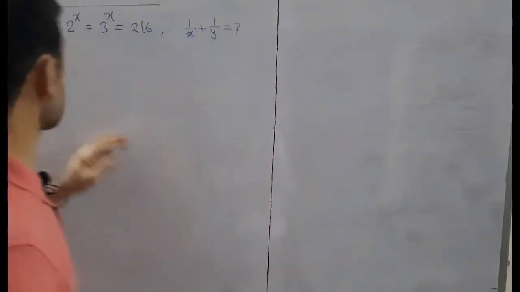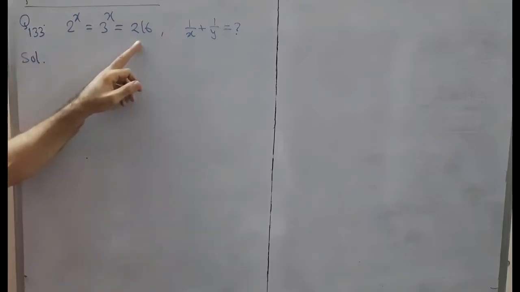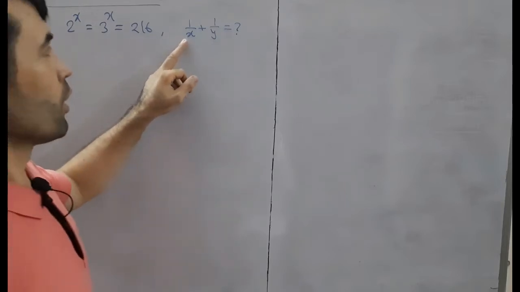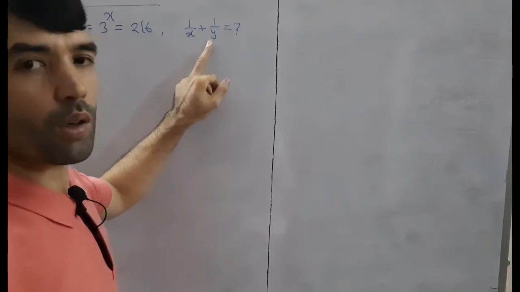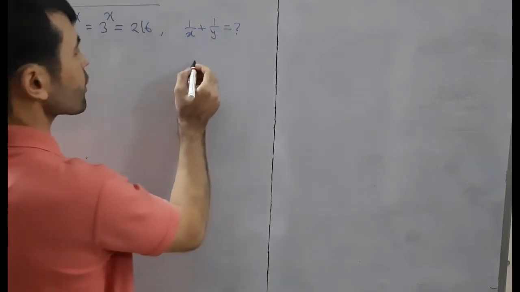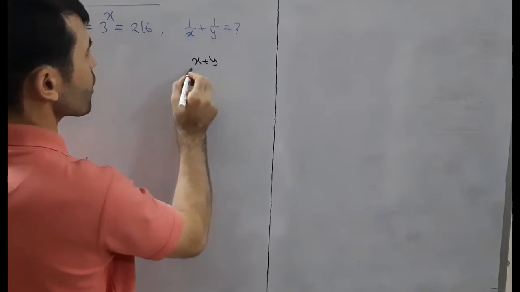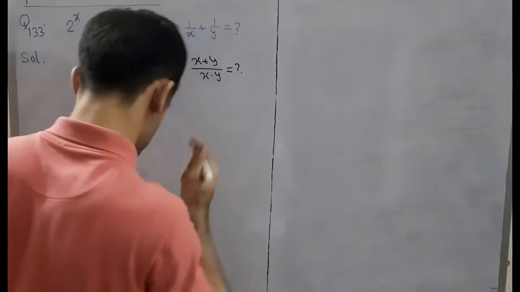In this class we want to solve this question 133. If 2 to the power x is equal to 3 to the power y is equal to 216, then find the value of this expression: 1 over x plus 1 over y is equal to question mark. Or we can write x plus y over x into y is equal to question mark.